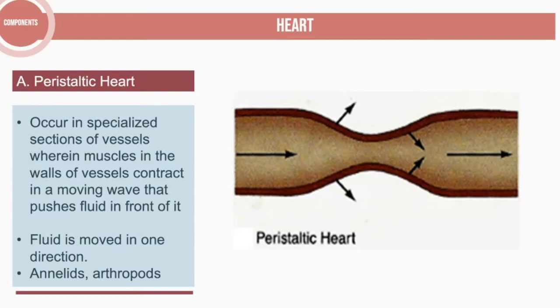The peristaltic heart occurs in specialized sections of the vessels, wherein muscles in the walls of vessels contract in a moving wave that pushes fluid in front of it. By repeated cycles of this action, fluid is moved in one direction. This is the pumping method in many annelids, such as earthworms, and many arthropods.